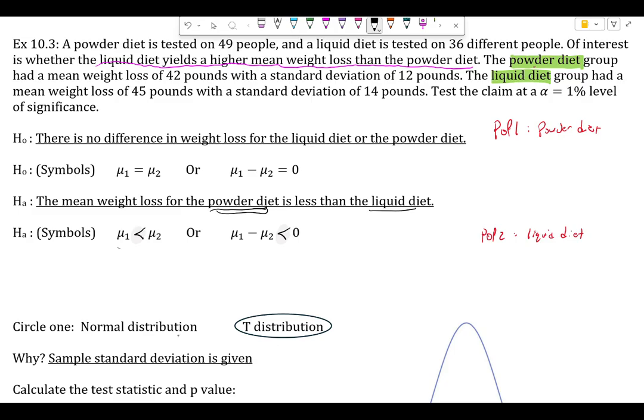Is this a normal distribution or a t-distribution? Well, again, most of these, if not all of these, will be t-distributions because in the real world we'll only have sample information, sample data, so the sample standard deviation will be given.